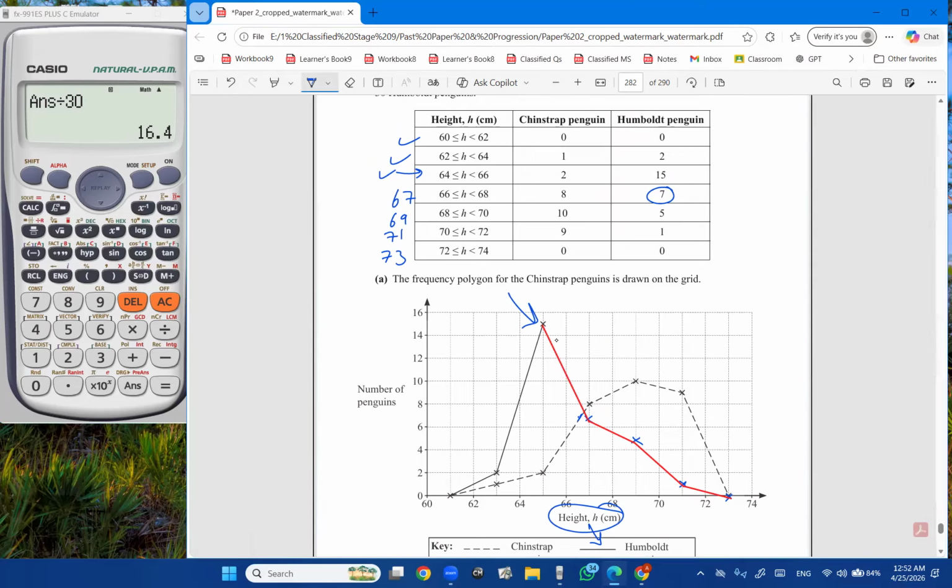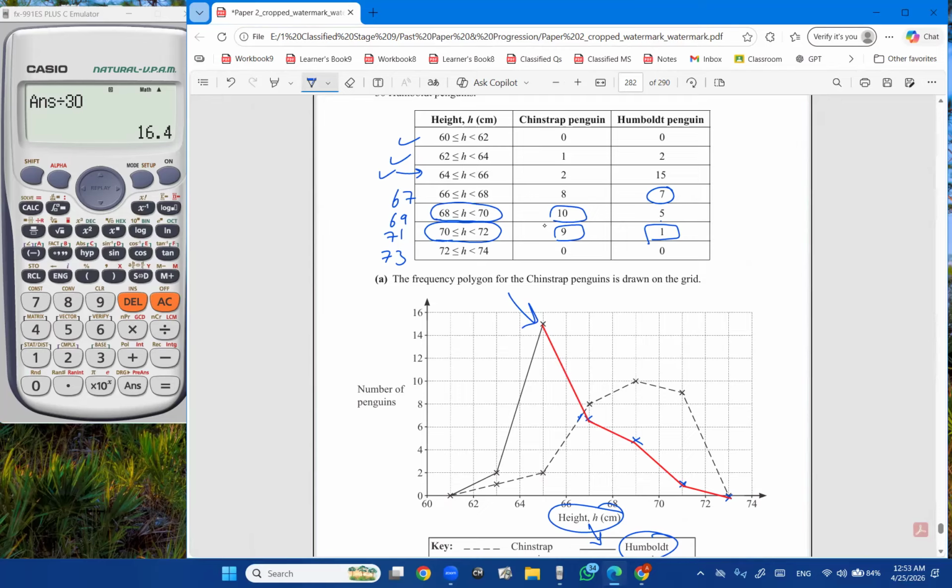Look at that. Most of the Humboldt penguins reach the height of 65 centimeters only. But if you look at the 70, from 70 to 72 centimeters, we've got 9 chinstrap and only 1 from the Humboldt. So the chinstrap, yes, they are taller actually. And look even at this one over here, from 68 to 70 centimeters, the chinstrap is also taller. We've got 10 of them from 68 to 70, while only 5 from the Humboldt.